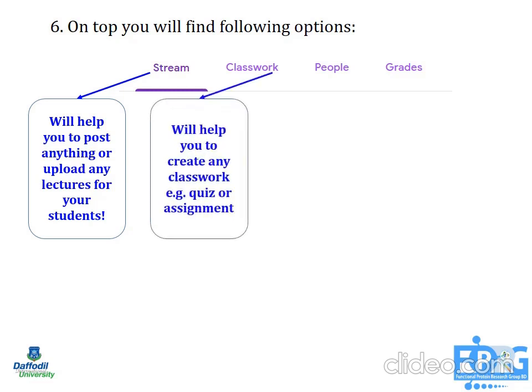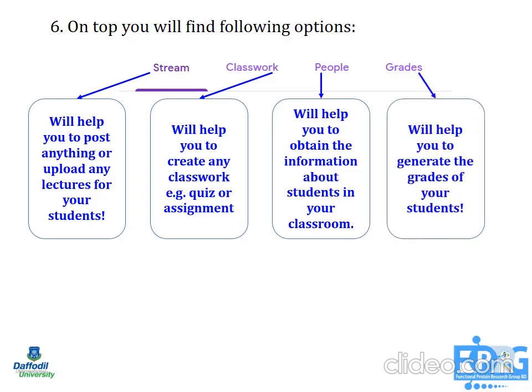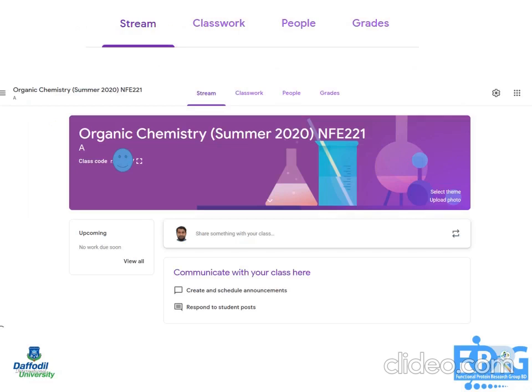And it will also help your students to comment on your post if they don't understand something, and then they can post to you. If we go to the second one, classwork, it will help you to create any classwork like a quiz, assignment, or question, or anything. And the people option will help you to obtain information about the students, like their email address, who is actually doing the class with you, what their ID number is, and whether they are joining you or not. And the last one, grade, will help you to generate the grades.